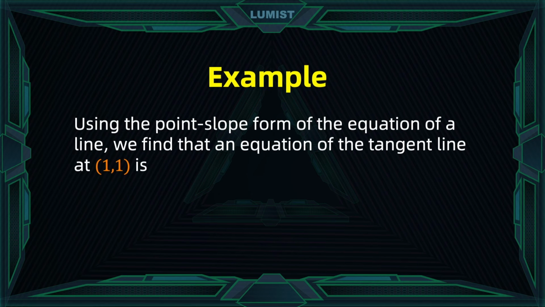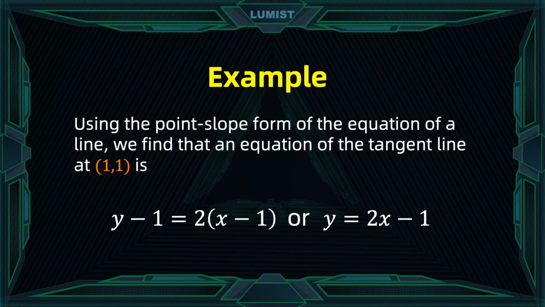Using the point slope form of the equation of a line, we find the equation of the tangent line. Because they ask for the equation of the tangent line at point 1 and 1, it's just going to equal y minus 1 equals 2 times x minus 1, or you can just write it as y equals 2x minus 1.